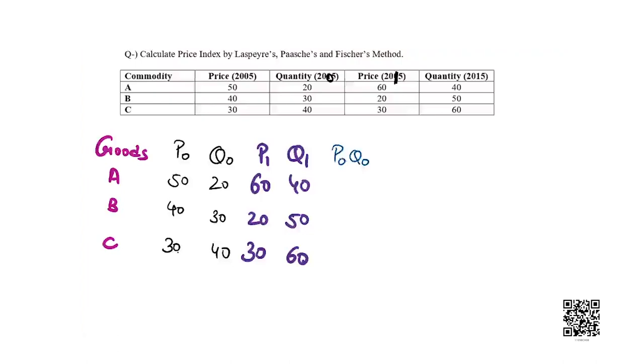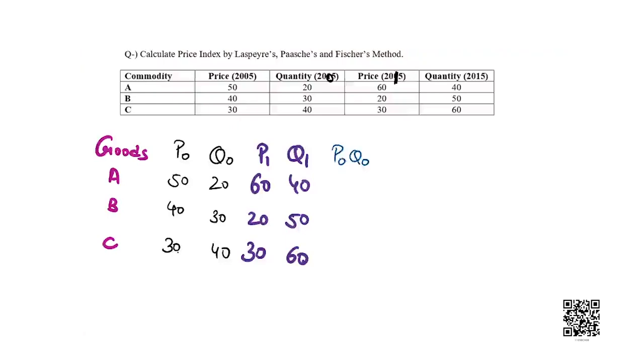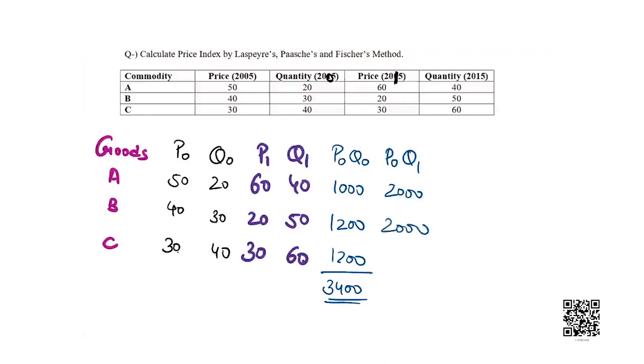So now let's calculate the values of P0 Q0. This means price and quantities multiplied of the base year. So we have 50 into 20, 1000, 40 into 30, 1200 and 30 into 40, 1200 again. So the total will be 3400. Now let's calculate P0 Q1. So P0 Q1 will be 50 into 40, that is 2000, 40 into 50, 2000 again, and 30 into 60, that will be 1800. This will give me an answer of 5800.